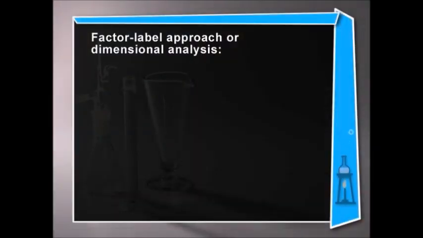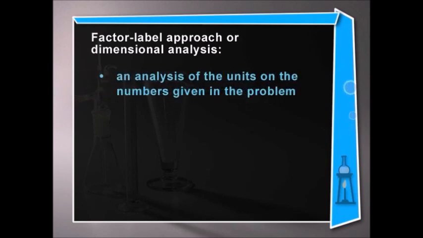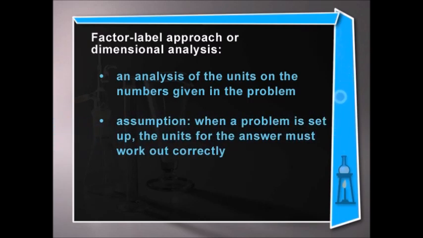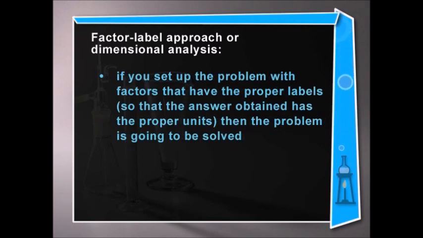Another very popular approach, probably the most popular, is the factor label approach, sometimes called dimensional analysis. This approach basically involves an analysis of the units on the numbers given in the problem. The assumption is that when a problem is set up, the units for the answer must work out correctly. Therefore, if you set up the problem with factors that have the proper labels so that the answer obtained has the proper units, then the problem is going to be solved.